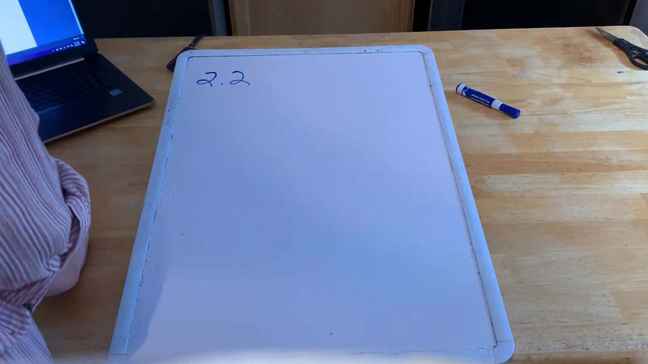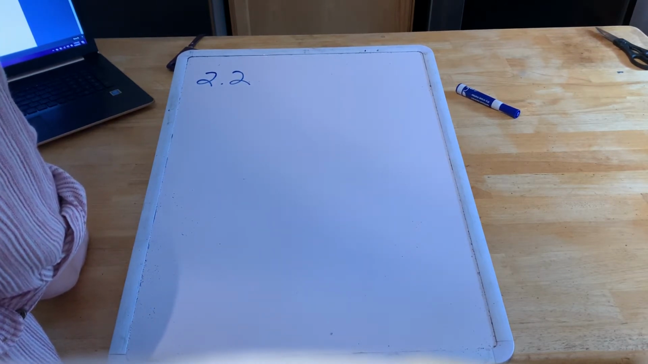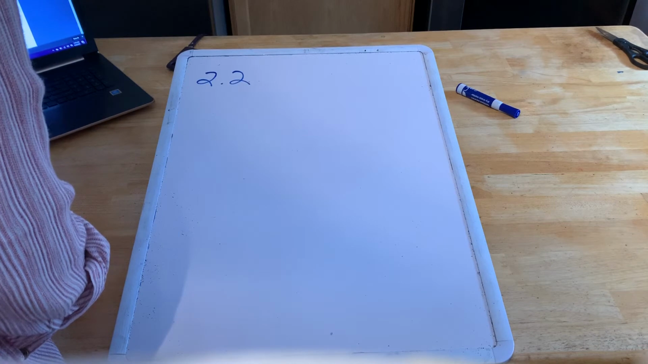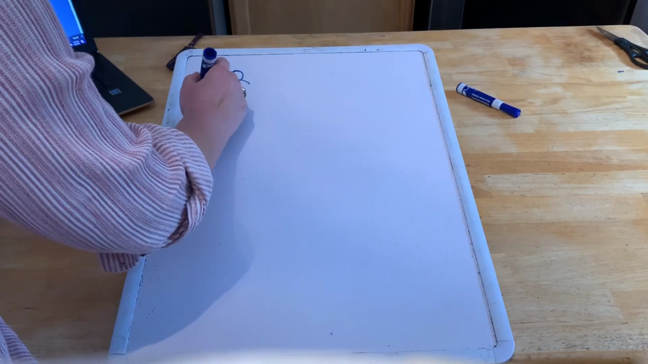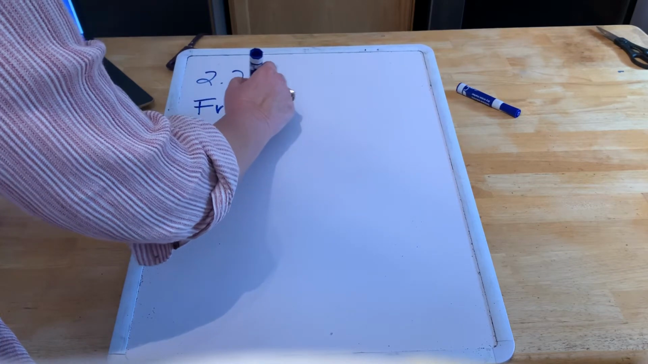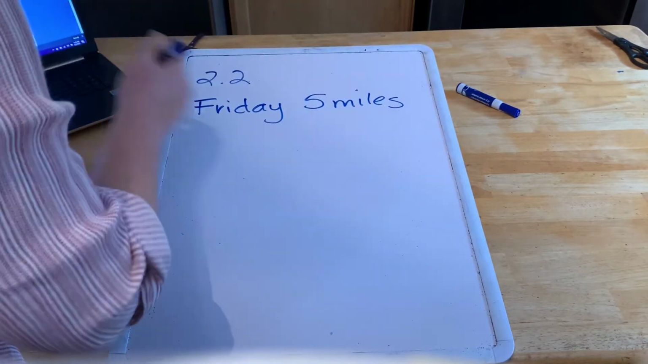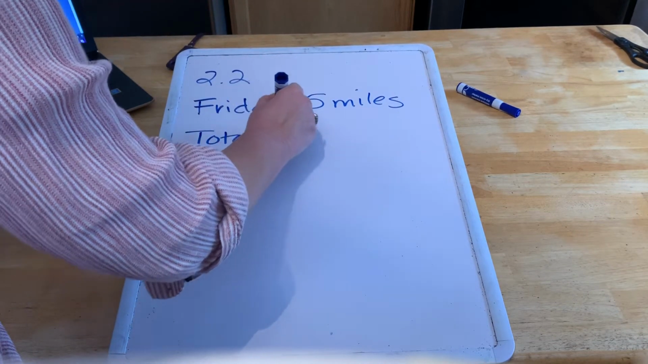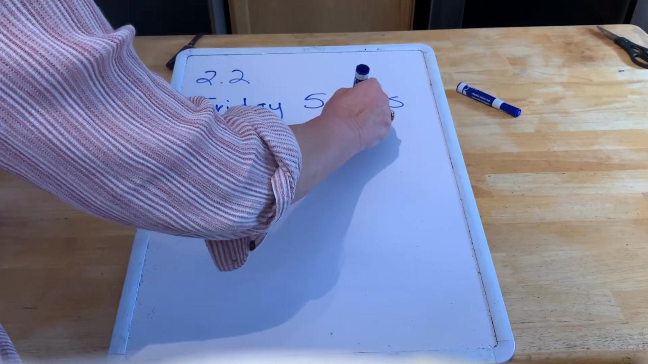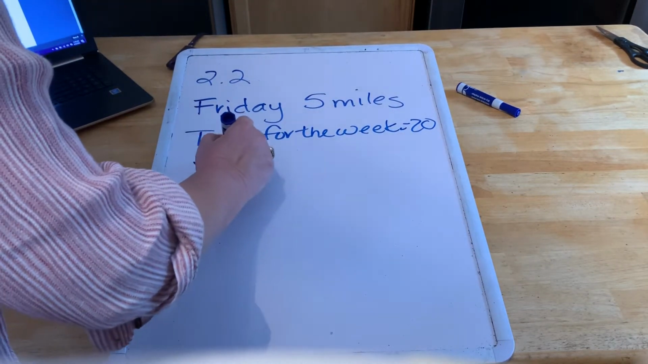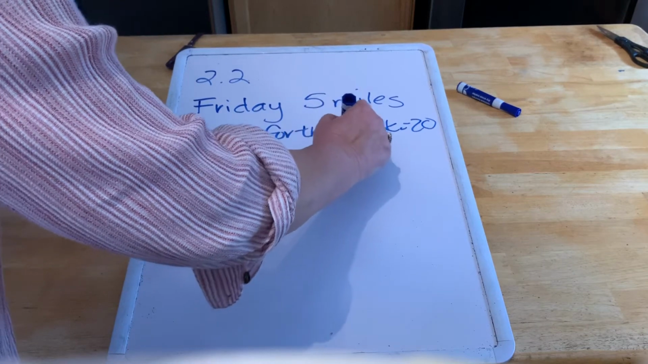All right, so the first one says, after Elena ran 5 miles on Friday, she had run a total of 20 miles for the week. She ran X miles before Friday. Okay, so we're talking about all week. She ran all week. So on Friday, she ran 5 miles. Okay, and her total run for the week was 20. Okay, so X is the total for the other days.